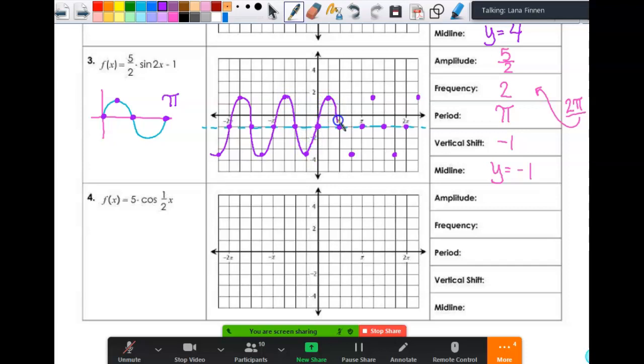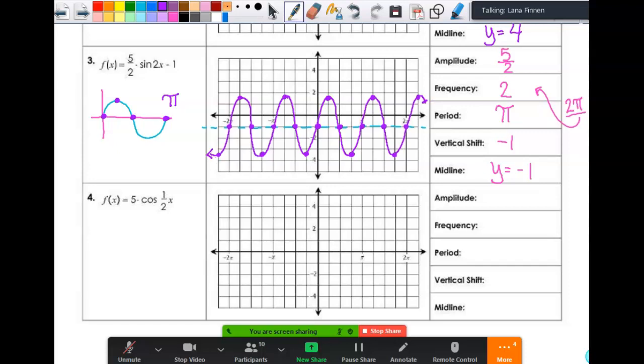Do your best to sketch it in. This is not an art class, but it also shouldn't look pointy because it's not pointy, it's curvy. Okay? And we should be hitting the points as well. Any questions at all? Okay.